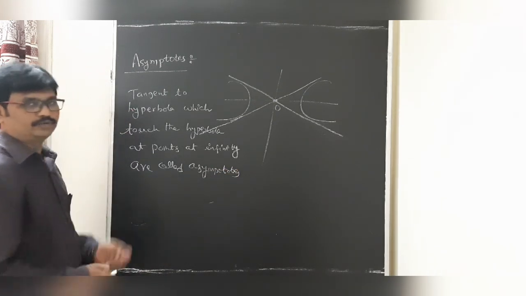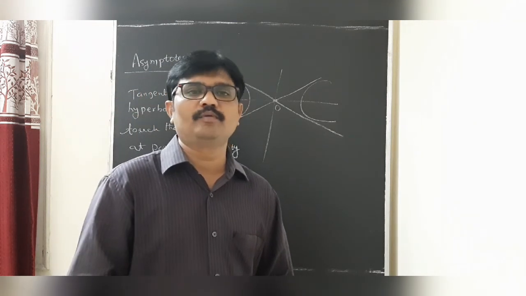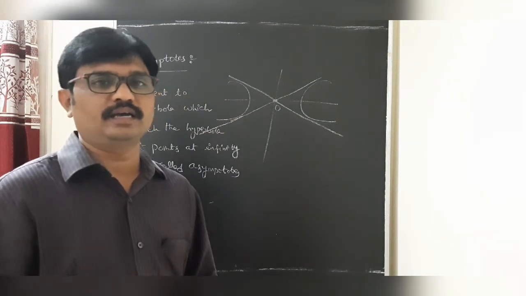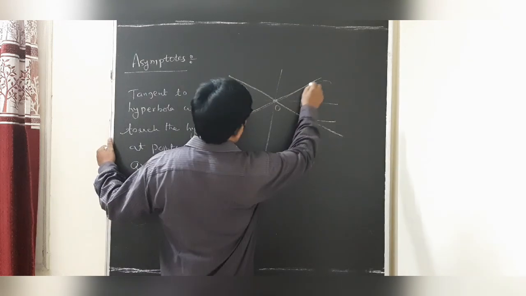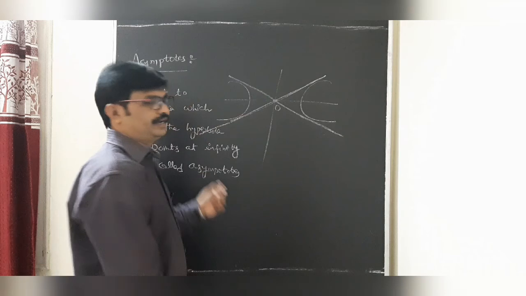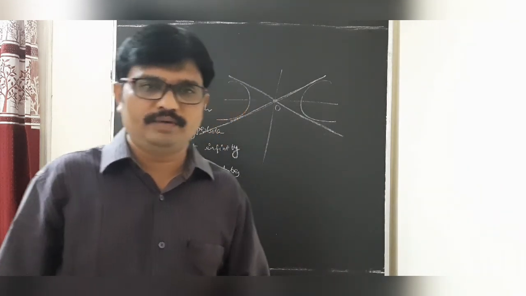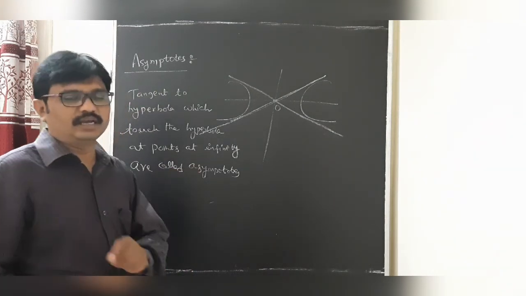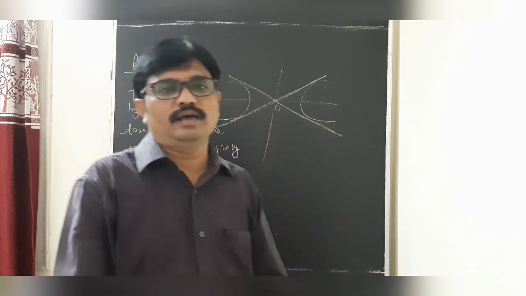Asymptotes of the hyperbola. Dear students, the tangents to the hyperbola which touch the hyperbola at the points at infinity are called the asymptotes. That means they are nearer to the branches of the hyperbola. Touching at the points at infinity undoubtedly is not a real touch, but it means that it is nearer to the hyperbola.